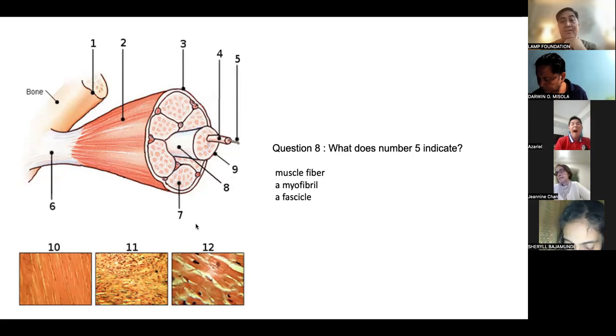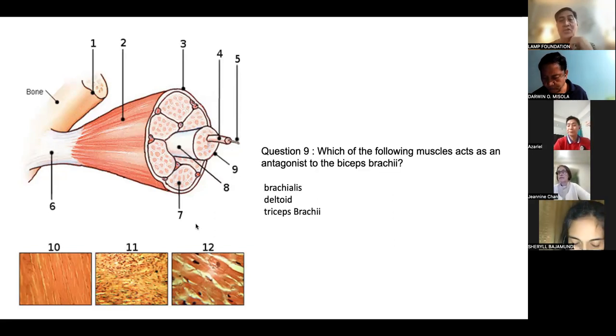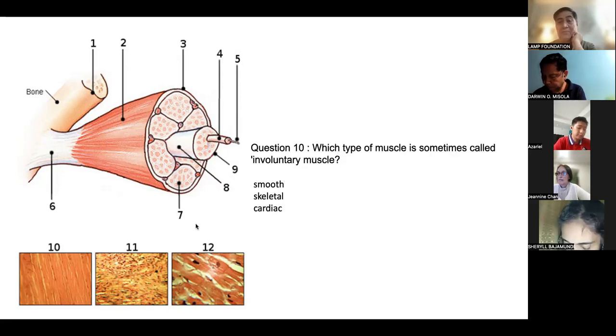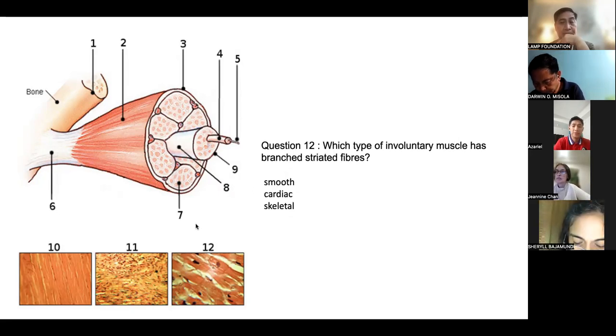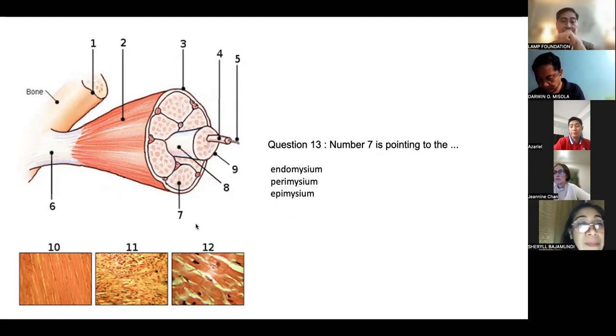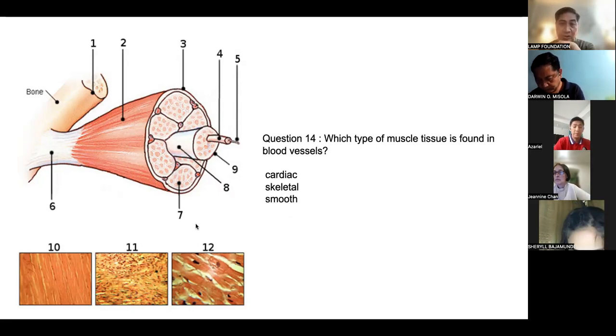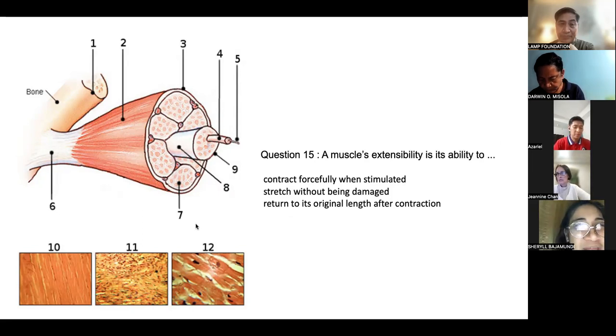What does number 5 indicate? It's a myofibril. Which of the following muscles acts as an antagonist to the biceps brachii? The triceps brachii. Which type of muscle is sometimes called involuntary muscle? The smooth muscle. The outer layer of connective tissue which surrounds skeletal muscle tissue is called the epimysium. Which type of involuntary muscle has branched striated fibers? The cardiac muscle. Number 7 is pointing to the endomysium. Which type of muscle tissue is found in blood vessels? Smooth muscles. A muscle's extensibility is its ability to stretch without being damaged.